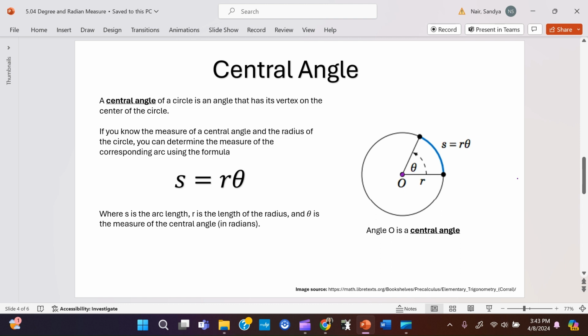So what S is going to represent here is the arc length, and that's what's shown here in this diagram in blue. So if you imagine this was like a piece of string and you were going to unwrap it and measure its length, that's what S is. R is the measure of the radius, and then theta is going to be the angle measure that's in radians. So very important to remember when we're using this formula, theta is always going to be in radians.